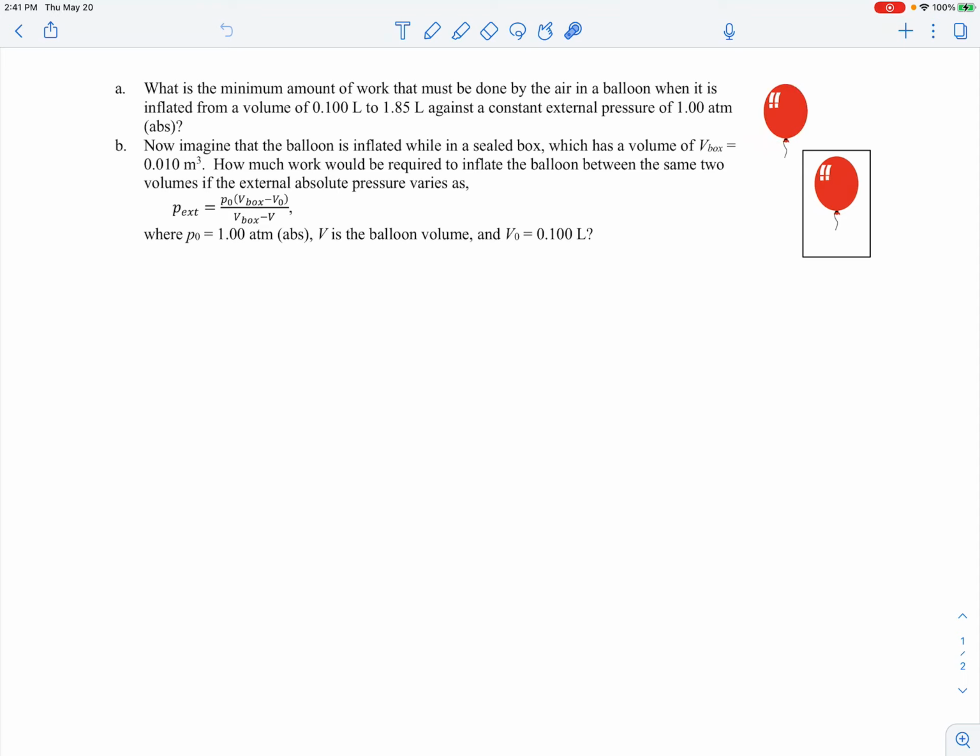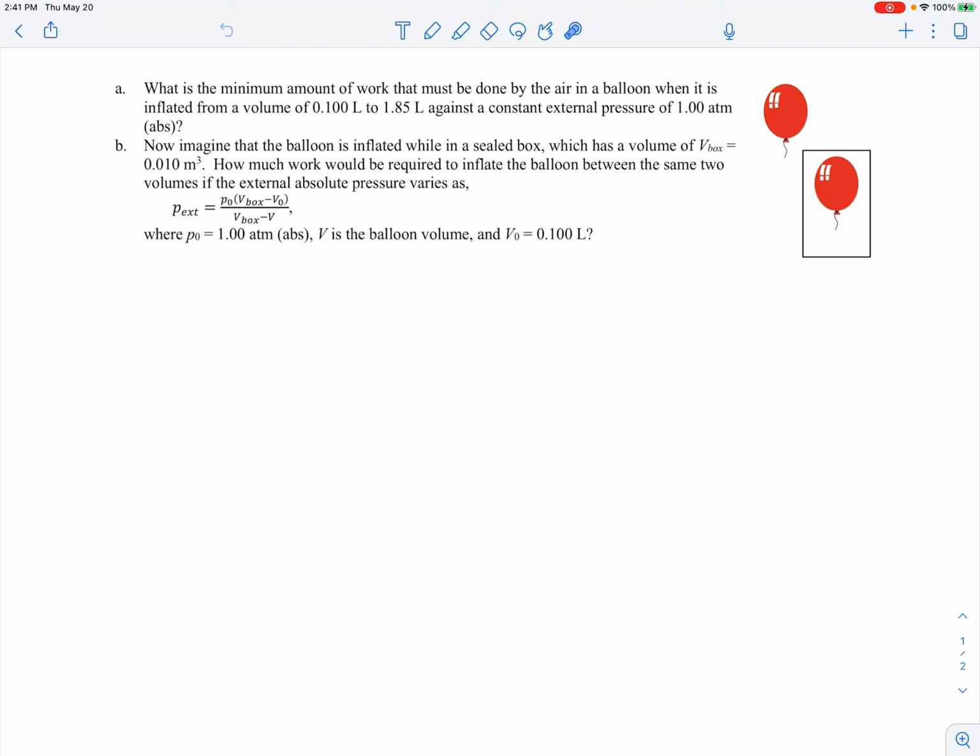And we're asked for part A, what's the minimum amount of work that must be done by the air in a balloon when it's inflated from one volume to another volume against a constant external pressure of 1 atmosphere, absolute. So it's like a balloon just out in the atmosphere.